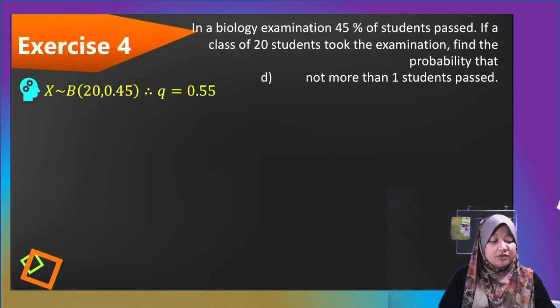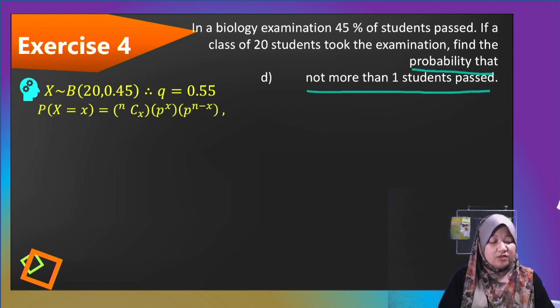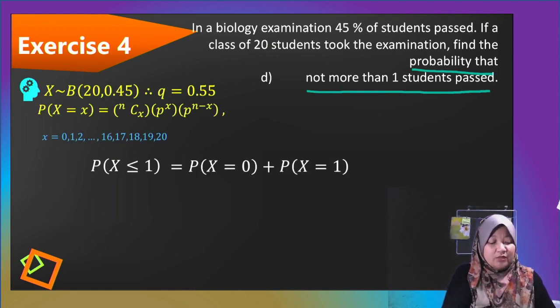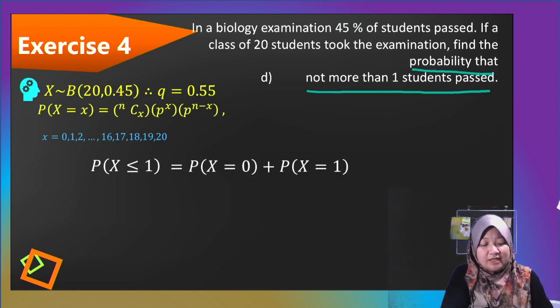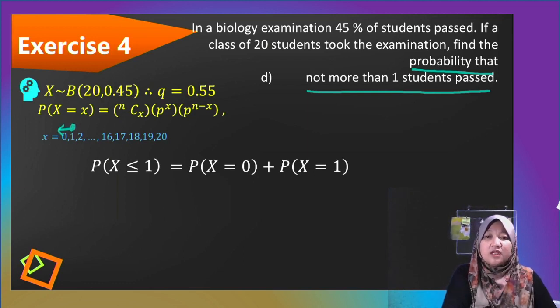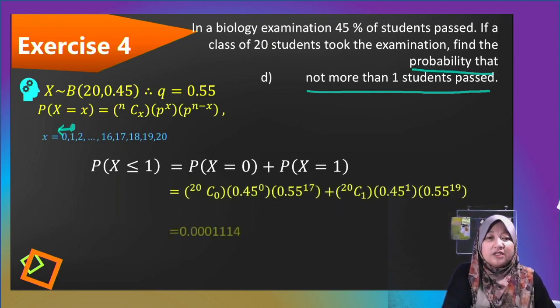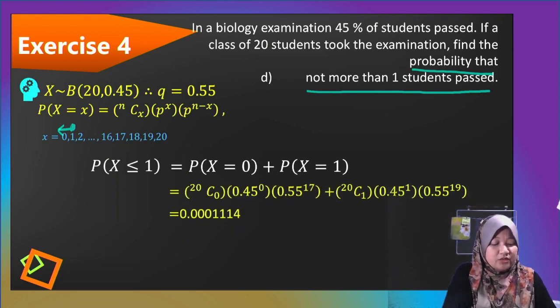Okay, same example also. Find the probability that not more than one student passed. So, apa persamaan dia? X less than or equal to 1. Not more than 1. Maksudnya X maximum number dia adalah 1 lah. So, kita boleh tambah X equal to 1. This one X less than or equal to 1 means 1 and 0. Okay, plug in into formula. Then we have 0.000114.